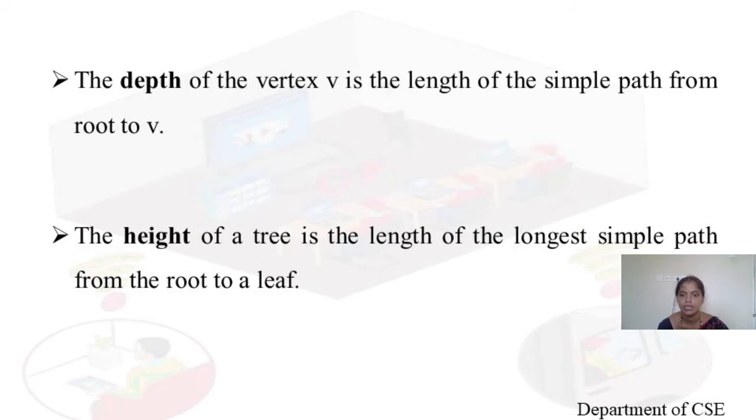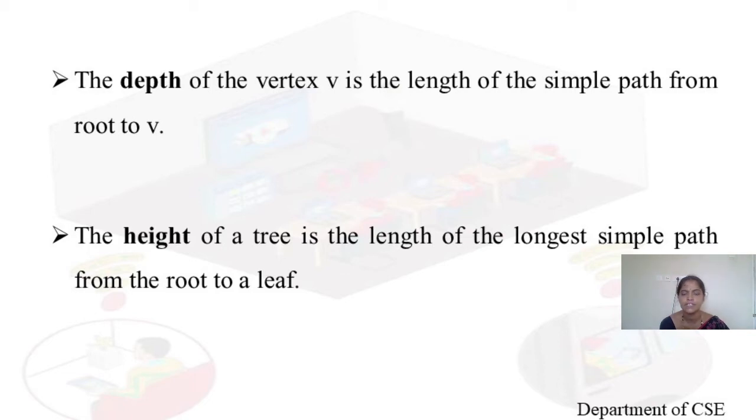Next, coming on with two more terminologies, that is depth and height. What is the depth of a vertex and the height of a tree? We define depth for a vertex and height for a tree.